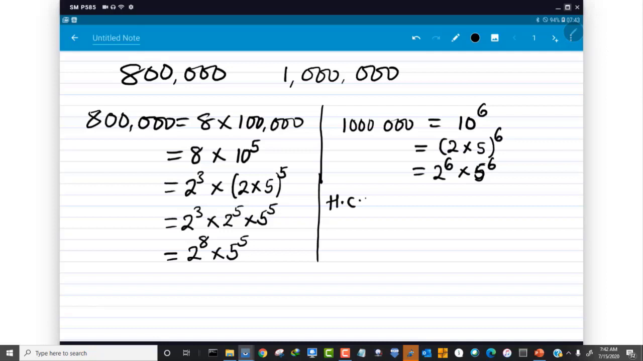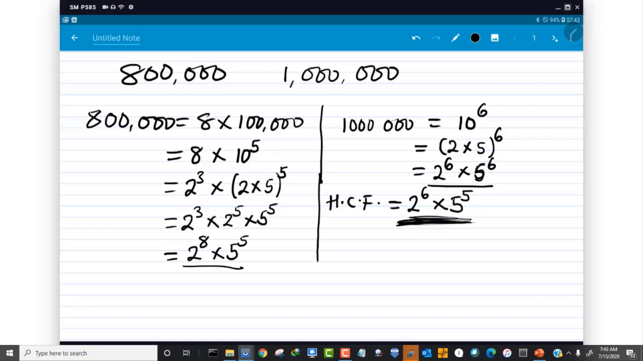Now to find the HCF, remember that you look for the common factors of the two numbers, and of course the common factors are still the same, 2 and 5, and then we pick the one with the lowest power. Recall, lowest power. So we have 2 raised to the power 8 and 2 raised to the power 6, so that has to be 2 raised to the power 6, then for 5 raised to the power 5 and 5 raised to the power 6, we pick 5 raised to the power 5. So definitely this is the HCF of 800,000 and 1 million in its prime factorization.